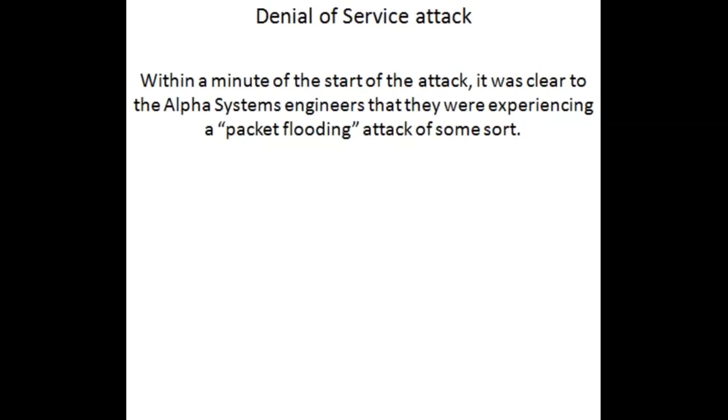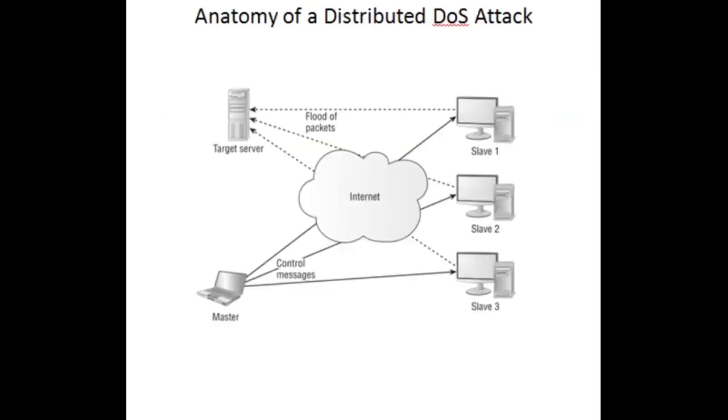DDoS is done in two phases. In the intrusion phase, the hacker compromises weak systems in different networks around the world and installs DDoS tools on those compromised slave systems. In the DDoS attack phase, the slave systems are triggered to attack the primary victim. How bots/botnets work.